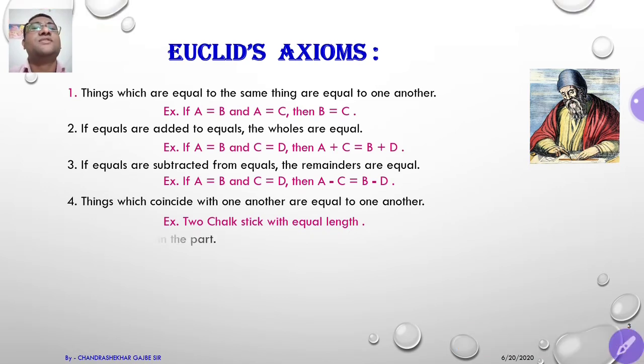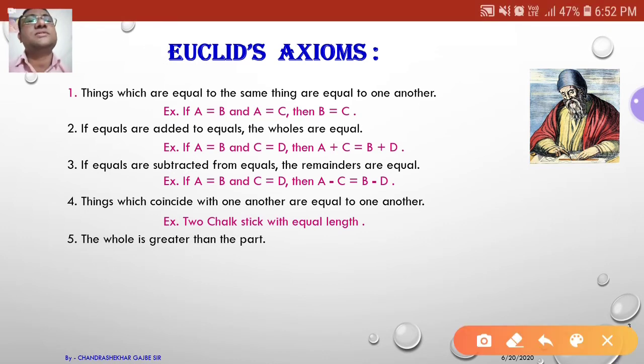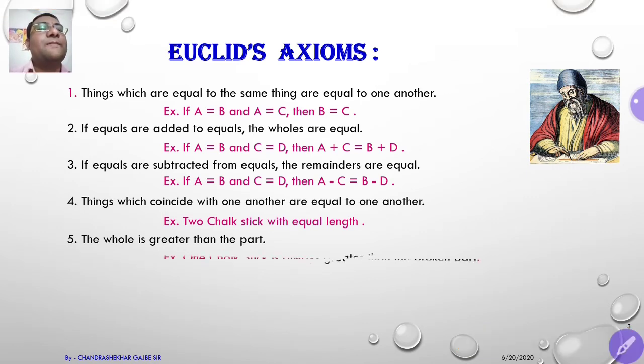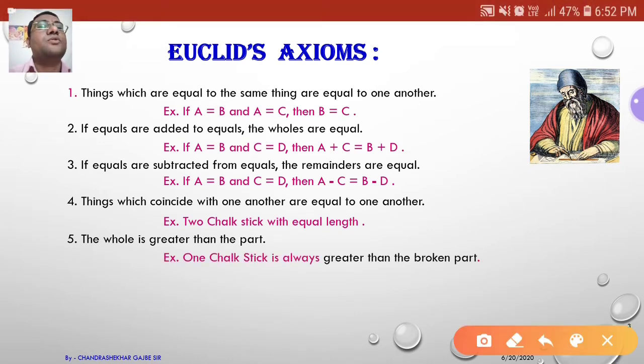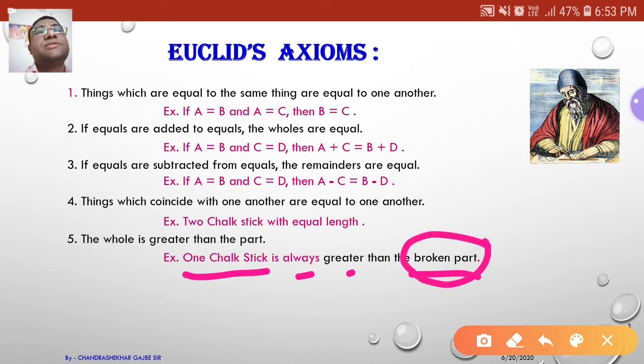Next we are taking axiom number 5. In this axiom you can check: the whole is greater than the part. It has a simple meaning, a whole is greater than the part. For example, when we take one chalk stick and break it into parts, then we know that the original chalk stick is always greater than the broken parts. So this is the simple example for axiom number 5.